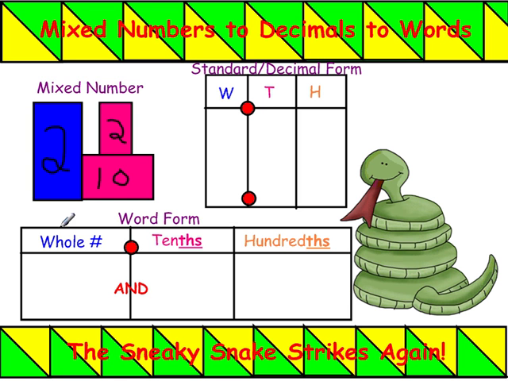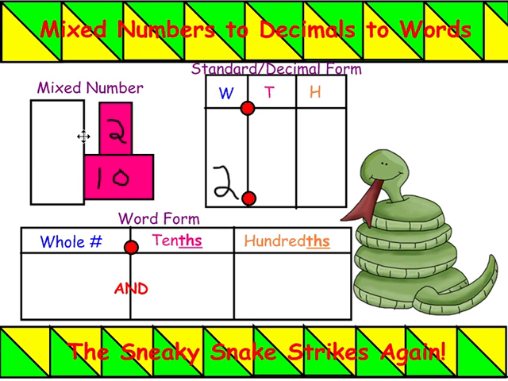So now we're going to take our mixed number and put it into standard form, or decimal form. I see that I have a 2 as a whole number, which goes in the whole number column. Now we read this fraction as 2/10. I just covered this up for a moment so that we could take a look at 2/10 by itself. So this is 2 out of 10.